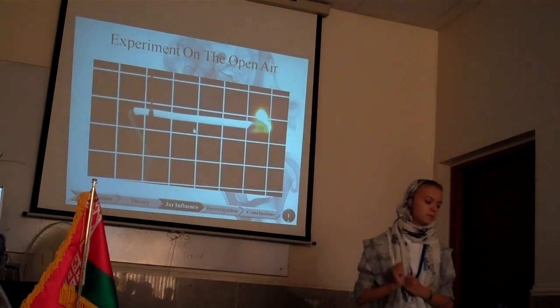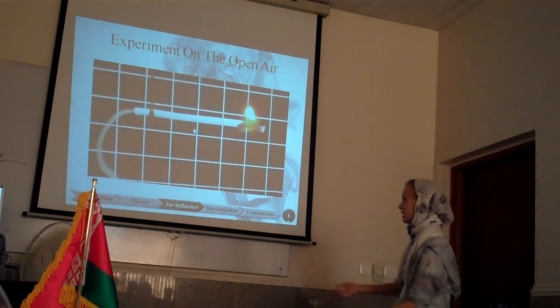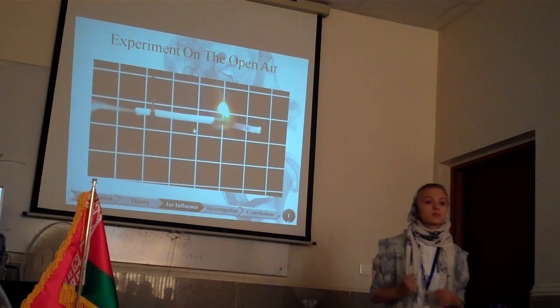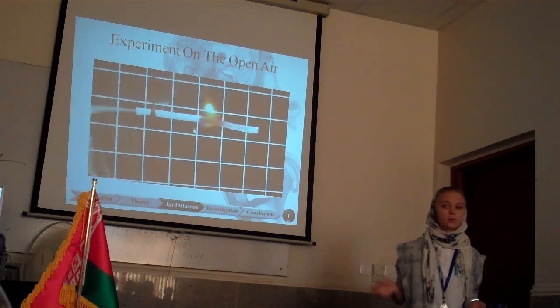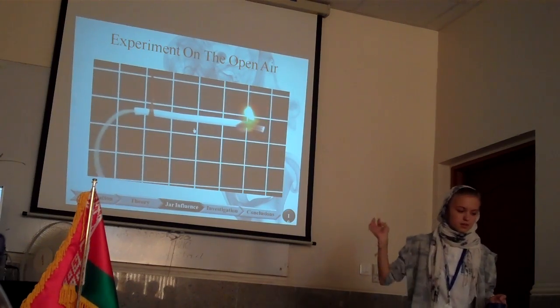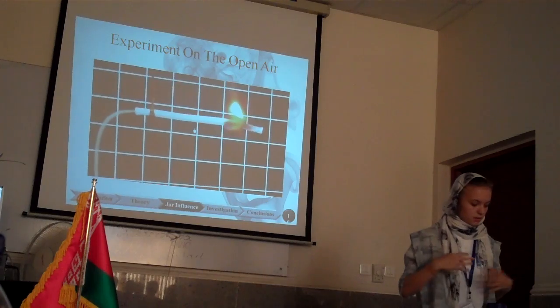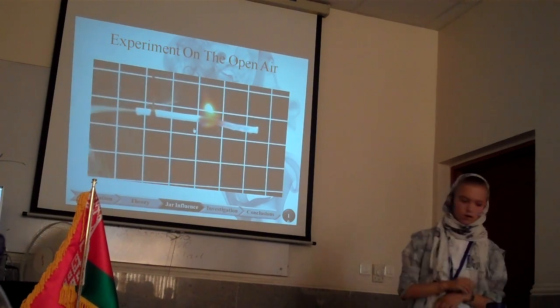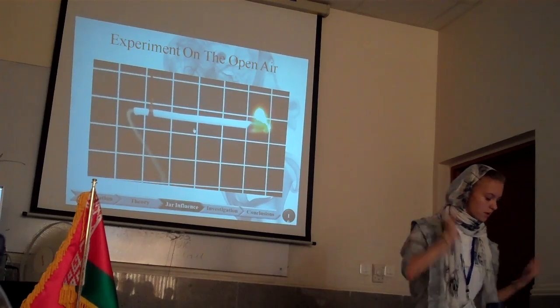Now let's see our experiment in the open air. As you can see, smoke moves down, but the smoke stream is very unstable. It flows out with air flows, with different flows of convection that occur when we burn.